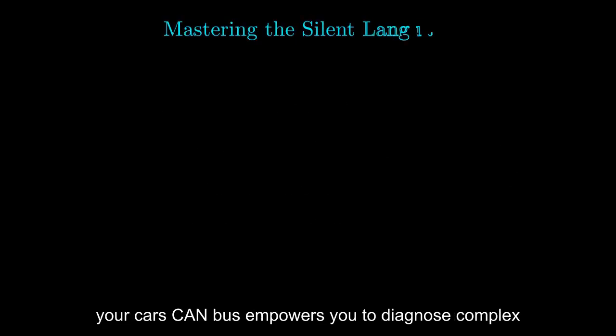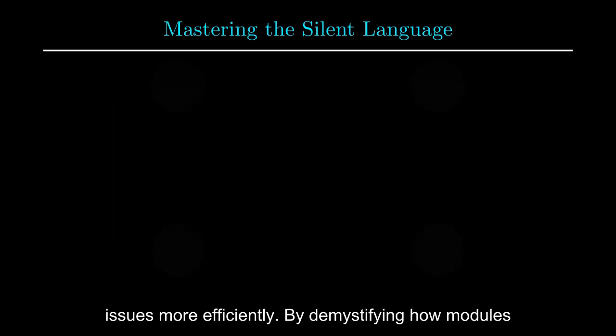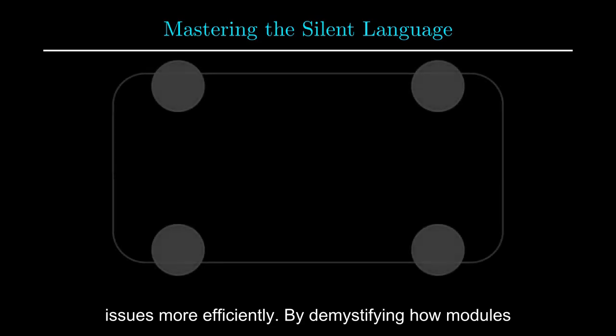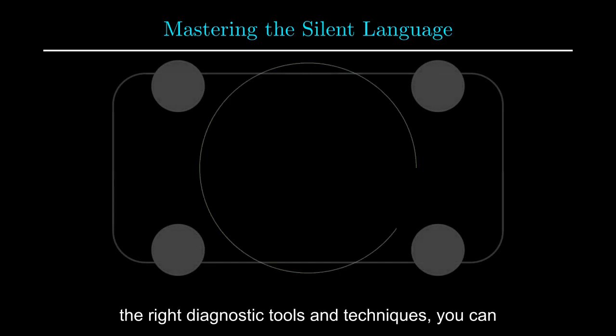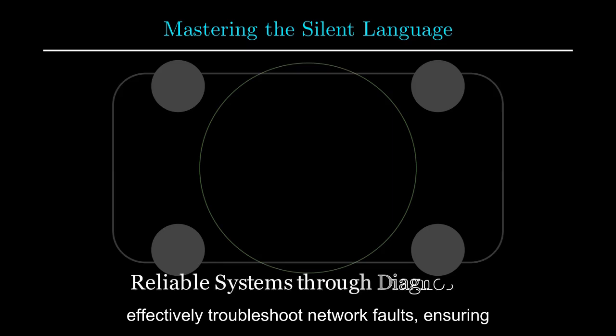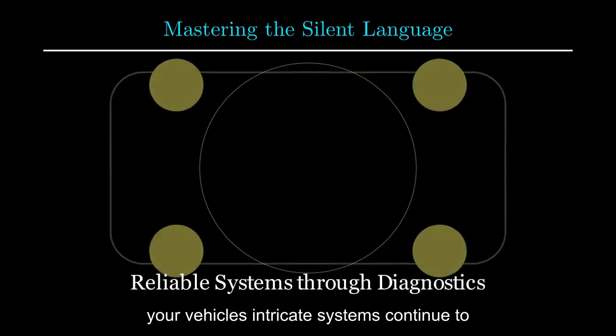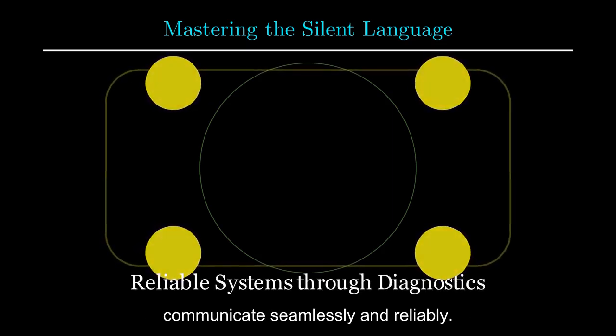Understanding the silent language of your car's CAN bus empowers you to diagnose complex issues more efficiently. By demystifying how modules communicate, recognizing common DTCs, and utilizing the right diagnostic tools and techniques, you can effectively troubleshoot network faults, ensuring your vehicle's intricate systems continue to communicate seamlessly and reliably.